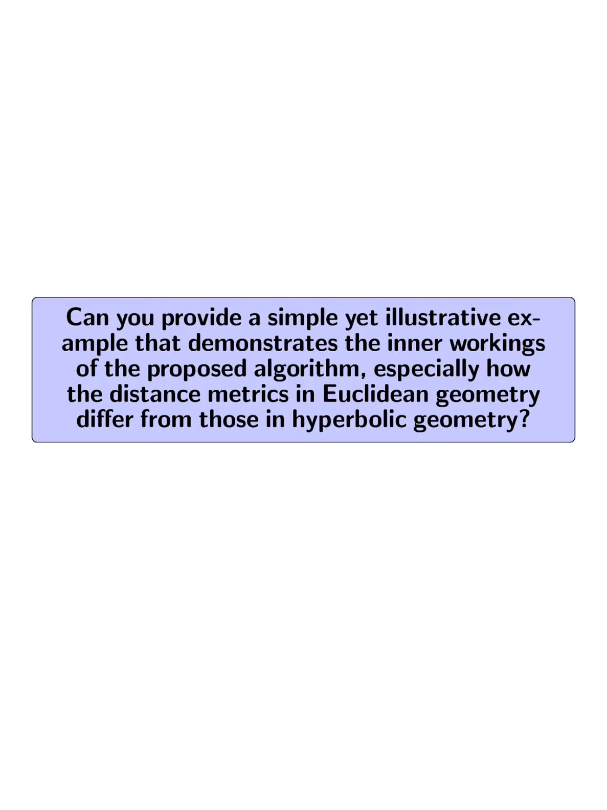Can you provide a simple yet illustrative example that demonstrates the inner workings of the proposed algorithm, especially how the distance metrics in Euclidean geometry differ from those in hyperbolic geometry?